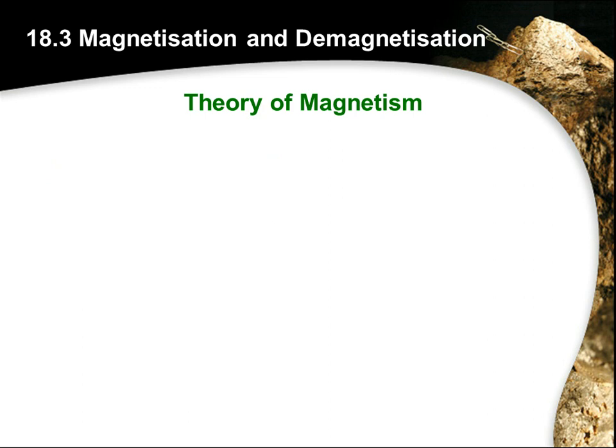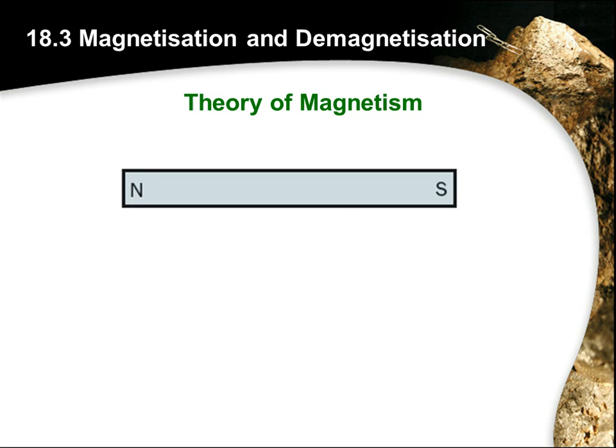So let's start by going a bit deeper into explaining why things that you saw, such as stroking and using the electrical method, actually work. We need to have a theory of magnetism. First, let's look deeper into the north and south poles of a magnet.